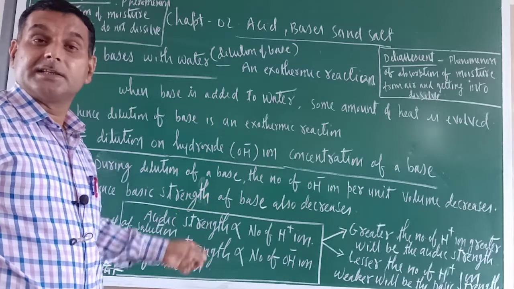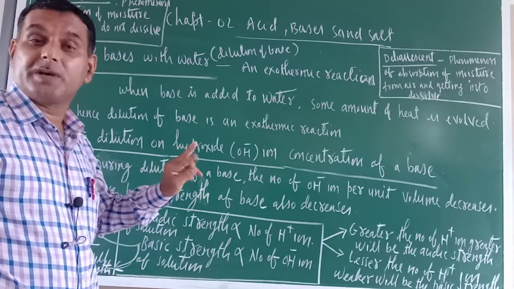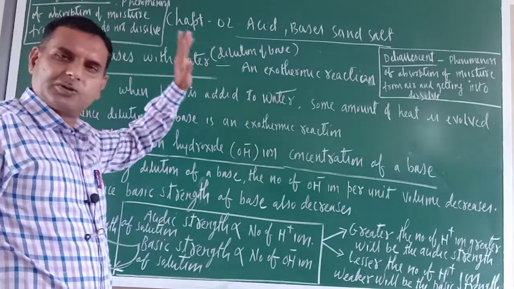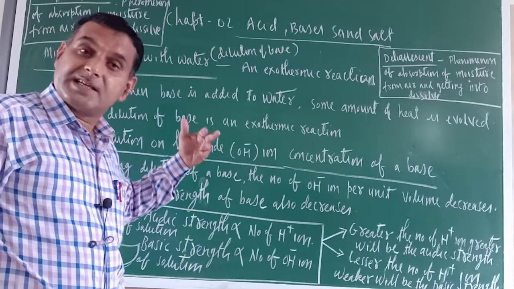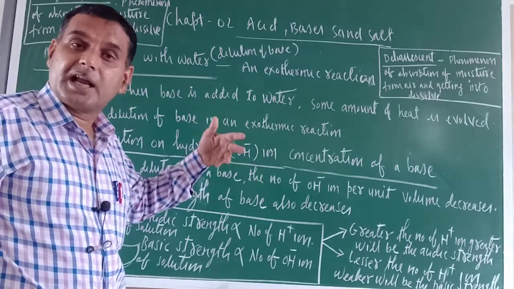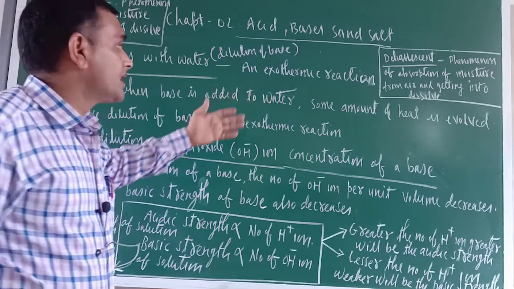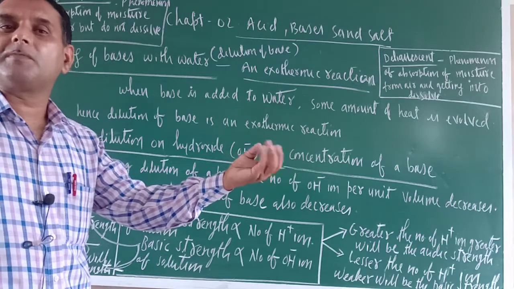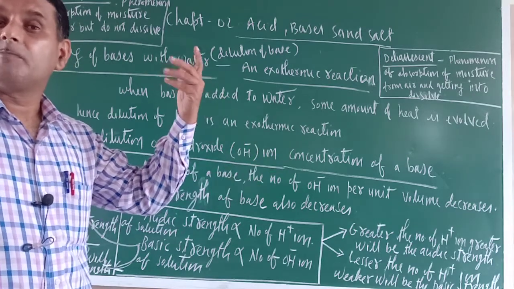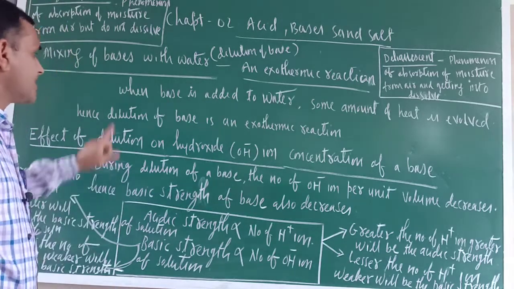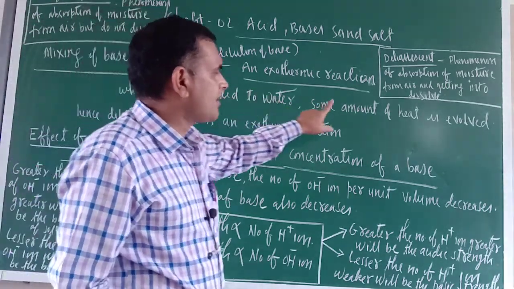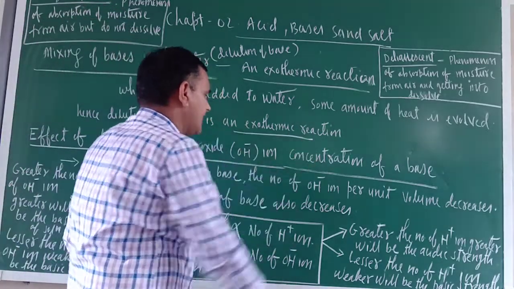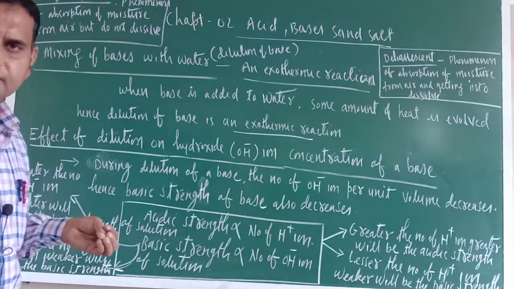Never add water to base. Always add base to water. So the process name is dilution of base. When base is added to water, it gets diluted and some amount of heat is evolved. So this process is also an example of an exothermic reaction. The bottom of the beaker will become hot, as was the case with the acid dilution. Hence dilution of base is an exothermic reaction.